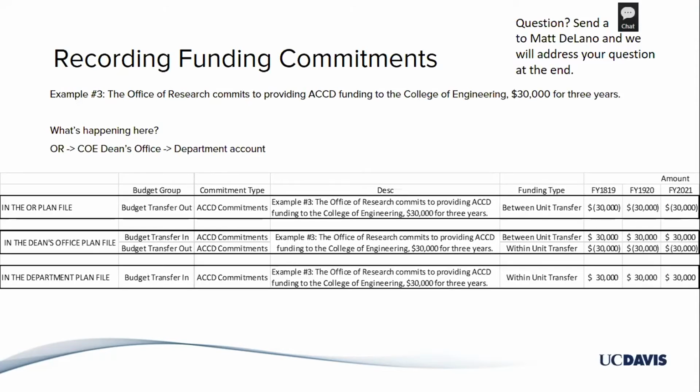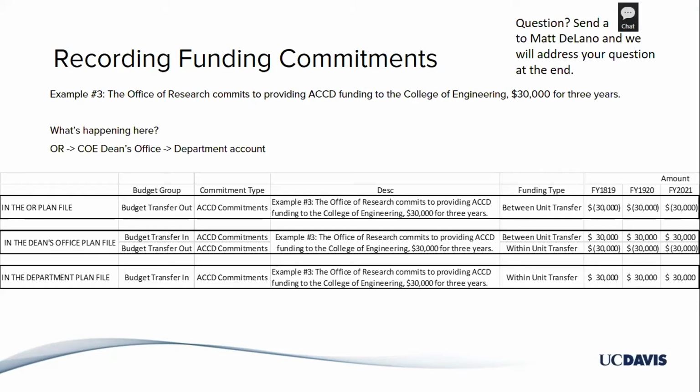And then in our third example, we've got the Office of Research committing to provide ACCD funding to the College of Engineering, $30,000 for 3 years. So what is happening here? It's one unit passing funds to another. The Office of Research is giving funds to the College of Engineering's dean's office, and then they pass that along to the department account.